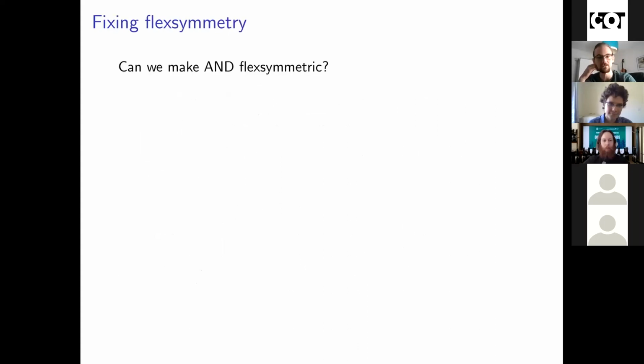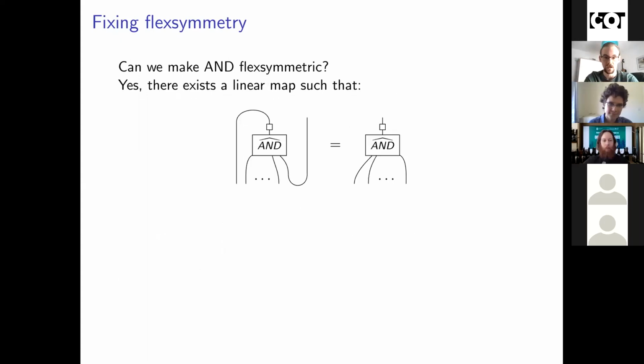So the question is, can we make AND flex symmetric? Because we would like to deal with these things that are maximally symmetric. And it turns out, yes, there is a linear map that we can apply to the output of the AND gate, and then this entire thing together is flex symmetric. So what is this linear map? Well, it is something that you should probably already know. It's the Hadamard gate. If you apply a Hadamard gate after this AND linear map, we get something that is symmetric with respect to inputs and outputs.